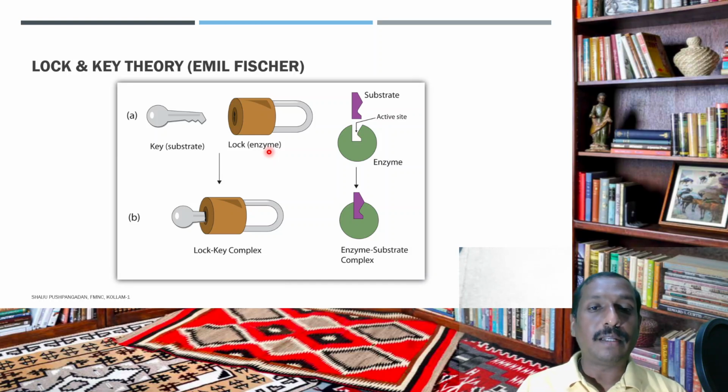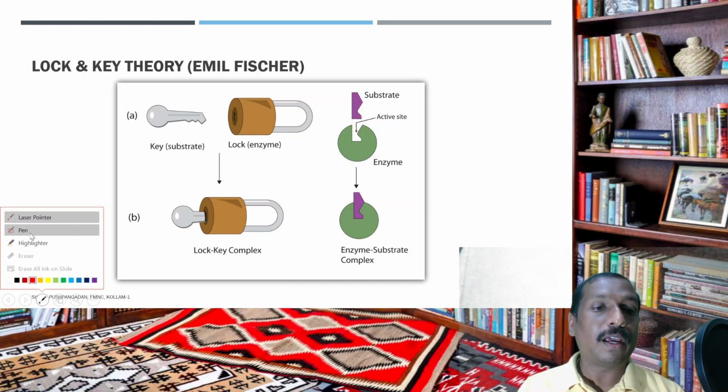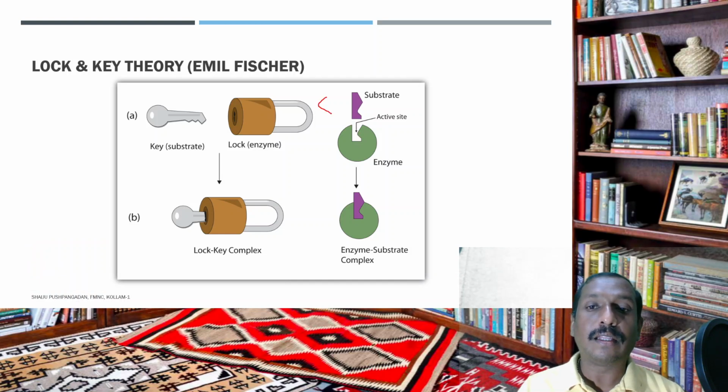That means this particular lock can be opened by this particular key. Only this key can open this lock. Just like that, only a specific substrate can bind with the active site of an enzyme. You can see this is the enzyme and this is the active site, and this active site can be occupied by the substrate with this particular shape. If the substrate is shaped differently, it cannot bind with this active site. Only the substrate of this shape can bind with the active site of this enzyme.